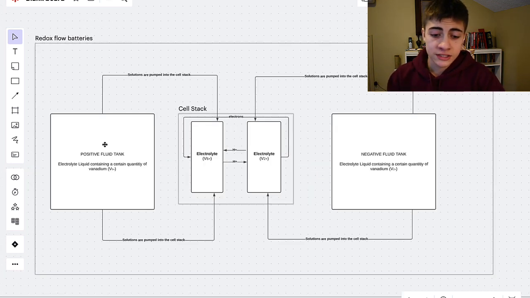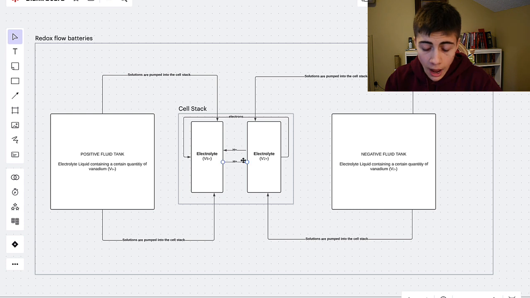Now, before we go, let's talk about redox flow batteries. This is a different type of battery. This is used for grid storage, but I'll go through it a little bit. There's usually a positive fluid tank, an electrolyte, a liquid containing a certain quantity of vanadium, so V5+. This is the positive fluid, and then here it's V2+, which is the negative fluid. These are big tanks, and then they're pumped into these little tanks called the cell stack.